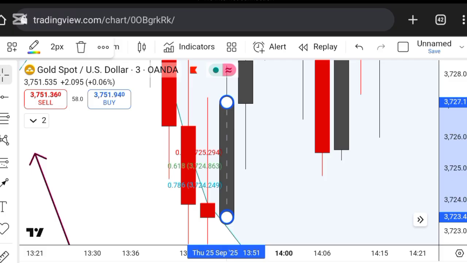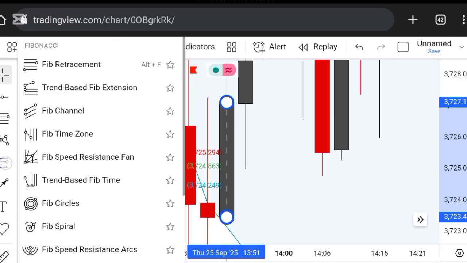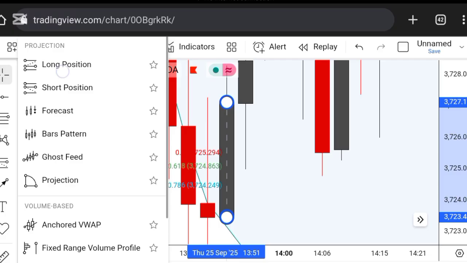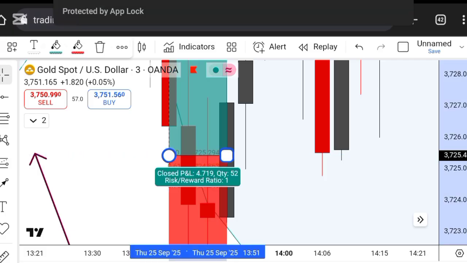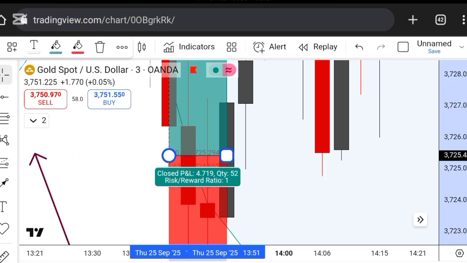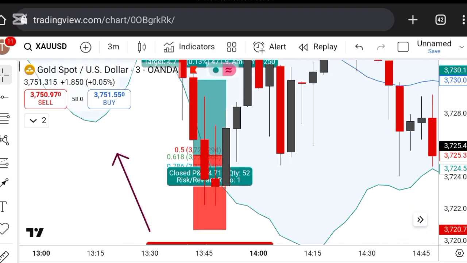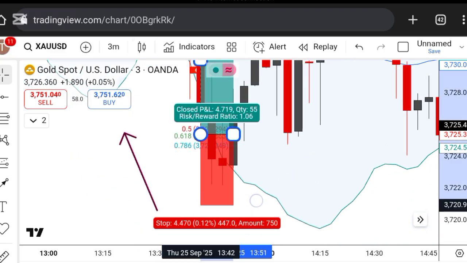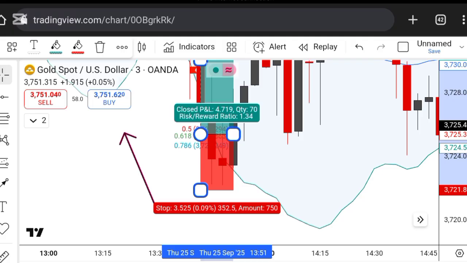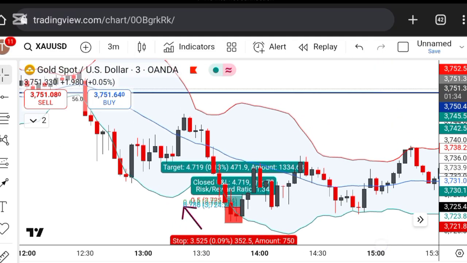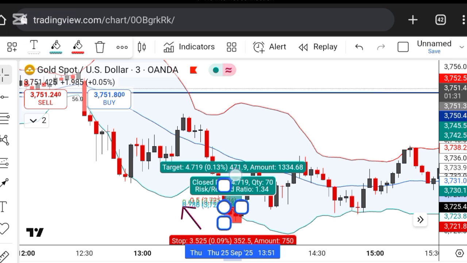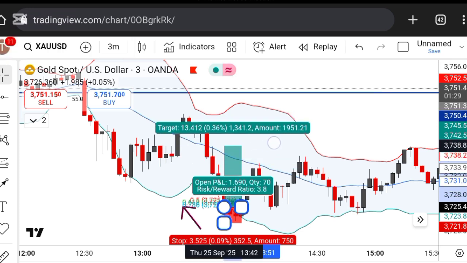So you pick your long position tool and place it right there. Then you place your stop loss and your TP. Our stop loss has to come below this range right here. Then our TP should be 1:4, which is right there.